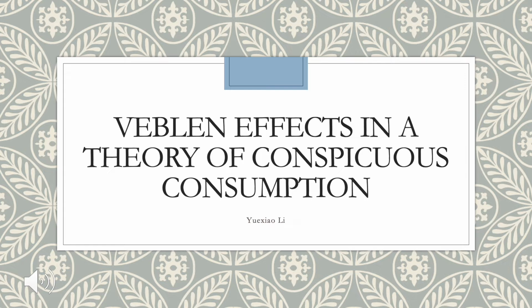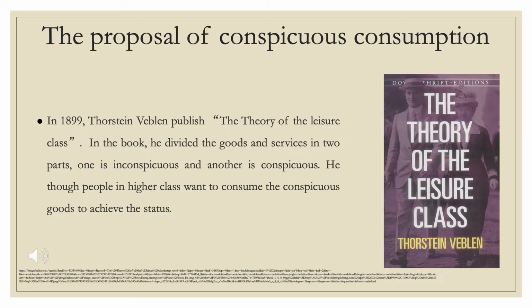Today, I'm going to talk about the Veblen effect in the theory of conspicuous consumption. In 1899, Veblen published a book called The Theory of the Leisure Class, and in this book, he divided goods and services into two parts. One is inconspicuous goods and another one is conspicuous goods. He mentioned that people crave status and displays of wealth can help to enhance status. People choose to use wealth as the evidence to earn others' respect. In economics, this came to be known as the Veblen effect.